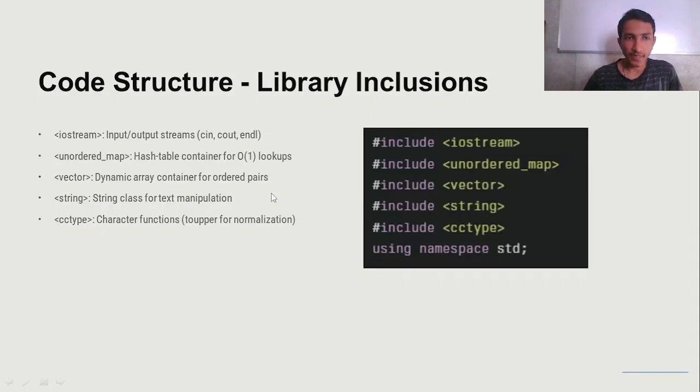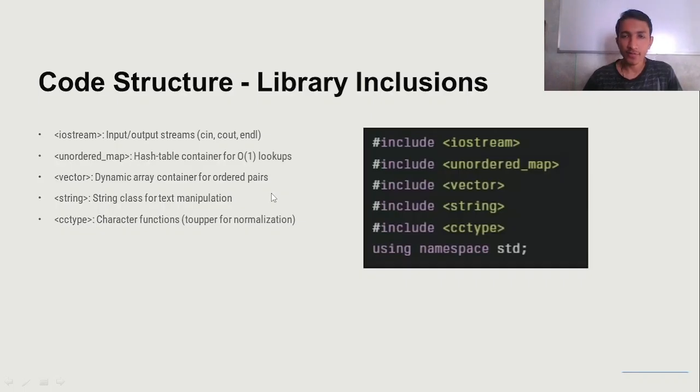I am using some special libraries, that is unordered map. It is a hash table container for fast lookups. See, this is just for making our dictionary, that assigning Roman numbers their integer value.